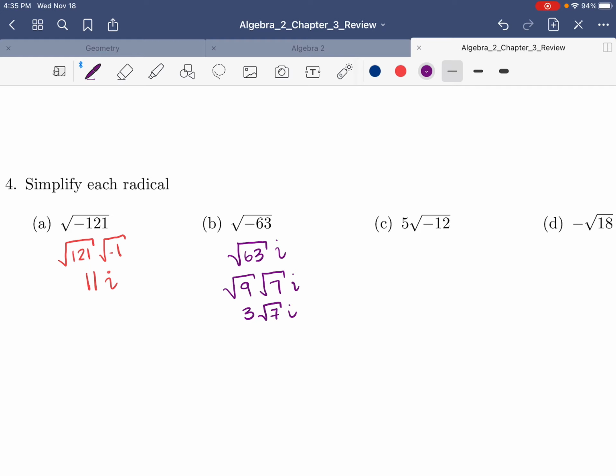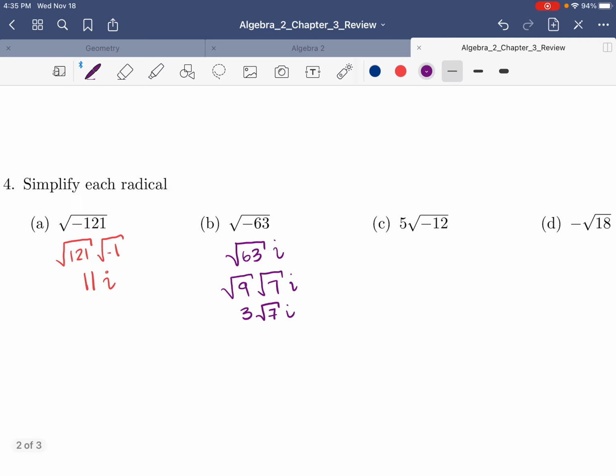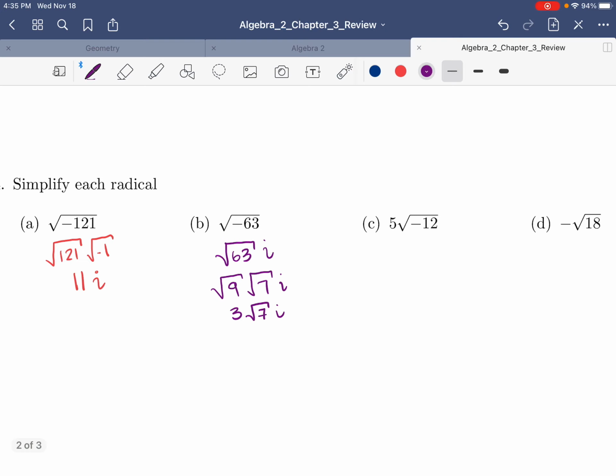Moving on to question C, 5 square root negative 12. Once again, a negative under the radical indicates to us that we have an imaginary number, so we should write that immediately. So all right, 5 square root of 12, i. That means whatever we do now is just like normal numbers, except our answer at the very end will say, hey, we have a complex answer, i. Now 12 is 4 times 3. I choose that rather over 6 times 2 because 4 is a perfect square. So we have 5 square root 4 square root 3.